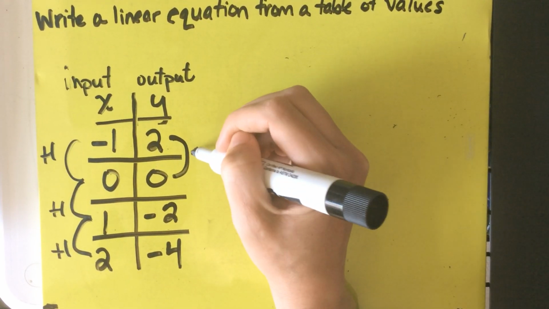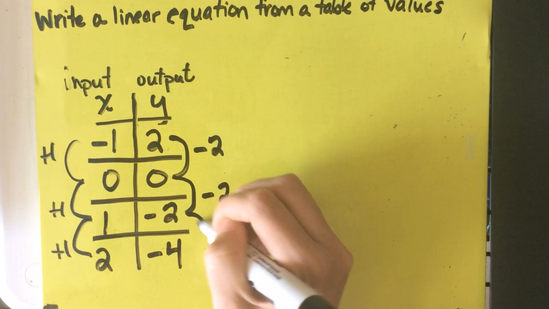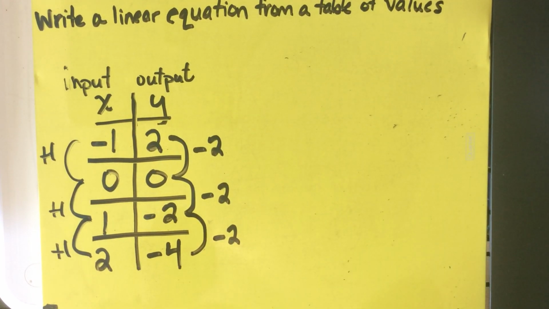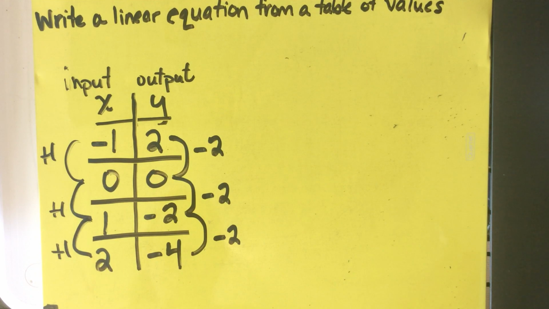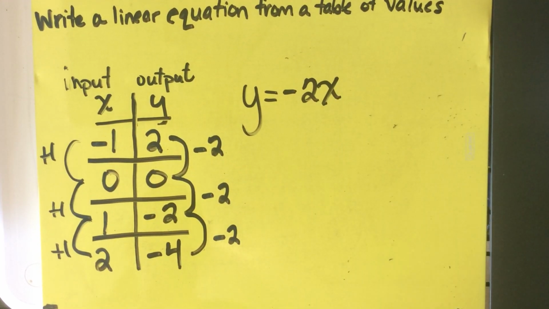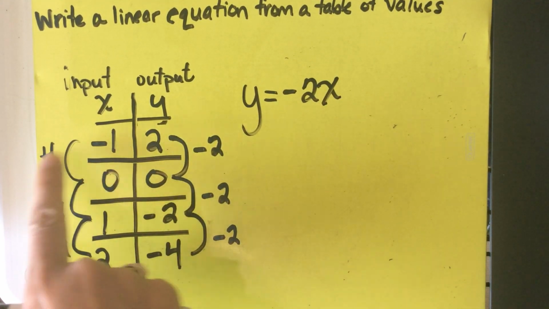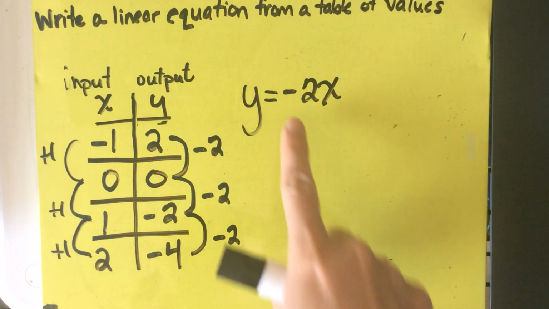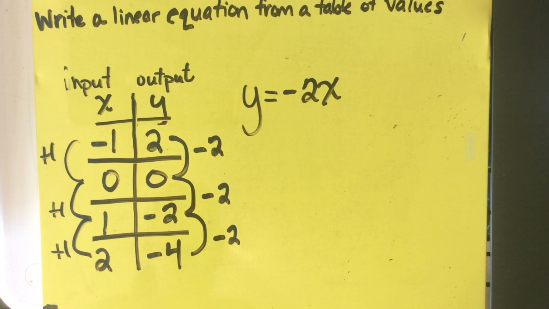My y is going from 2 to 0, so it's going minus 2. 0 to negative 2 is again minus 2, and negative 2 to negative 4 is another minus 2. So I'm looking at what is the relationship between how my y changes and how my x changes. So this one I can say y equals negative 2x. Okay, so for every 1 that x changes, I have a negative 2 change in the y. Okay, so it's changing twice as fast, but it's at a negative value. So y equals negative 2x.